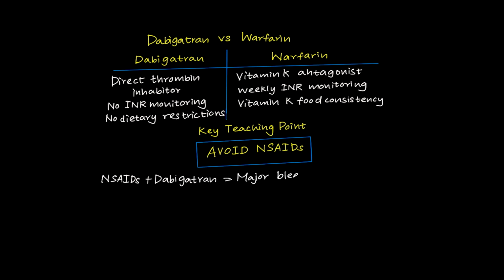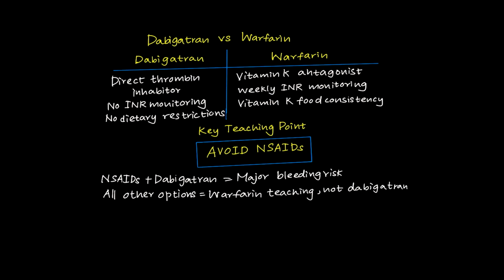Limiting vitamin K. That's warfarin territory. Monitoring INR weekly. Warfarin again. Avoiding all green leafy vegetables. Also warfarin. And even then it's about consistency rather than elimination.